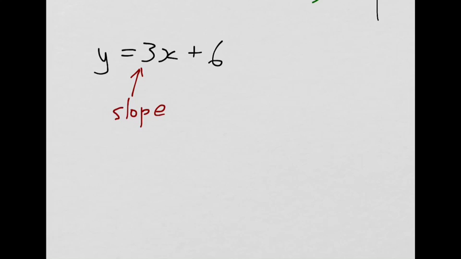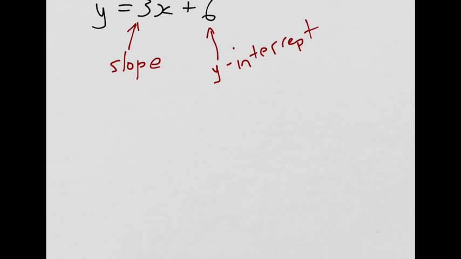Can anyone guess the point at which it crosses the y-axis? Positive 6. This would be the y-intercept. Excellent. Okay, another example here.